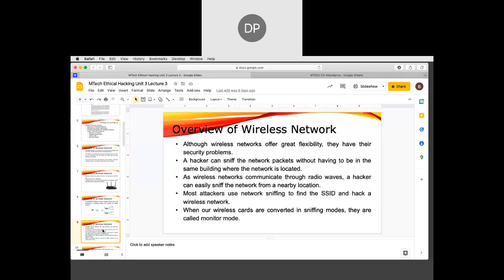As wireless networks communicate through radio waves, a hacker can easily sniff the network from a nearby location. Most attackers use network sniffing to find the SSID and hack a wireless network. When our wireless cards are converted to sniffing mode, they are called in monitor mode. That means we are monitoring something. We are monitoring the packets, we are monitoring the connection from routers to devices.